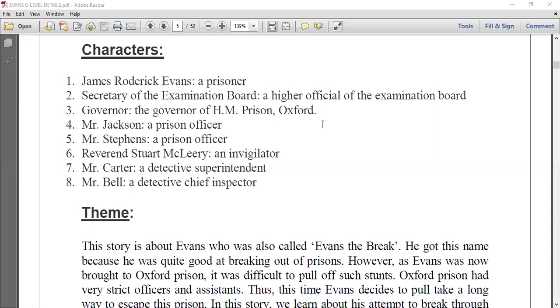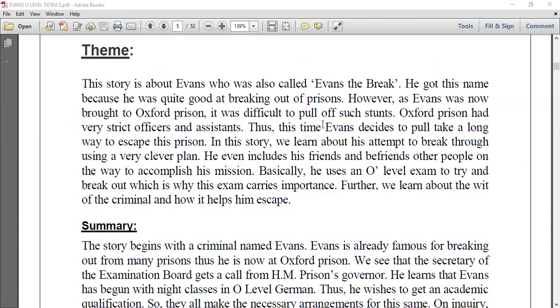So I can also give the primary reading theme before starting. It is a very big text, that's why we need to show our patience and continue responsibly. The story is about Evans, who was also called Evans the Break. He got this name because he was quite good at breaking out of prisons. That's why he was known as Evans the Break. They just labeled him. Who is Evans? Evans is our protagonist in the story. Evans tries an O-level German examination.